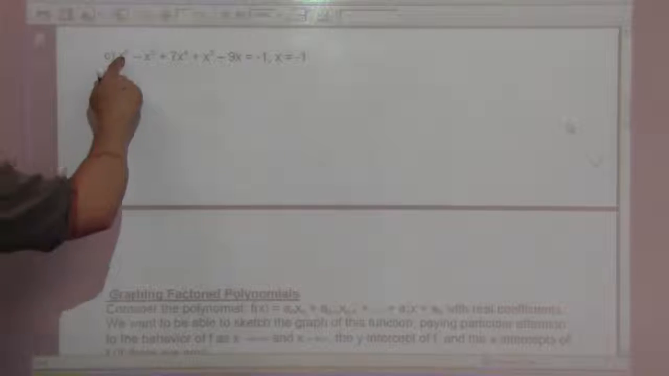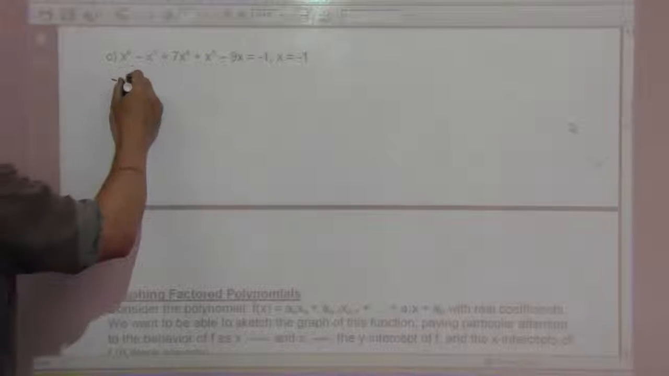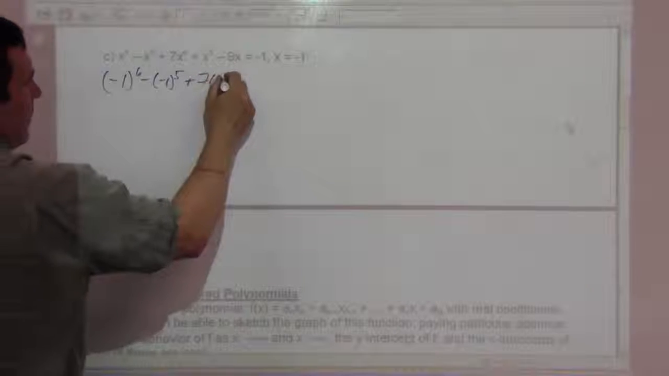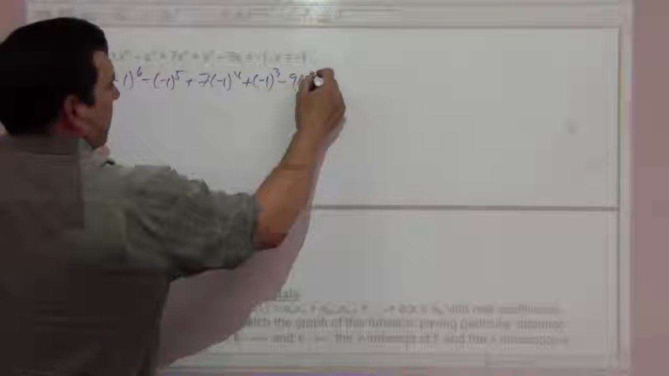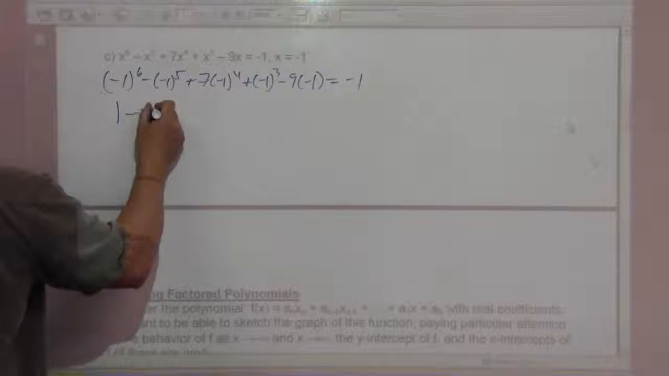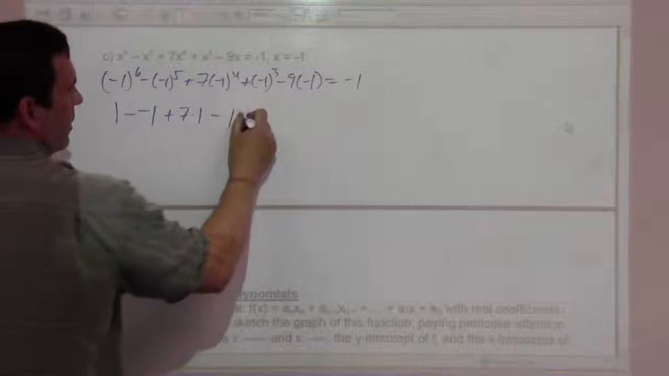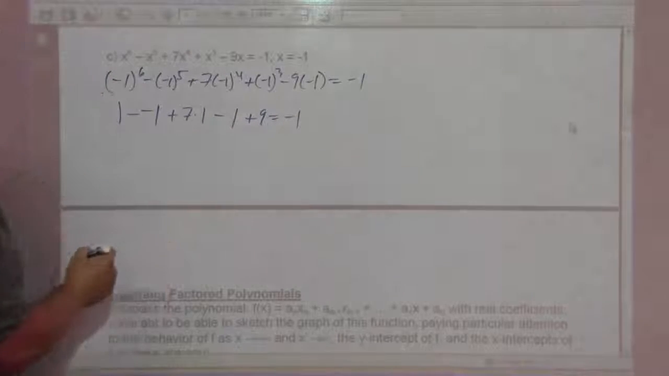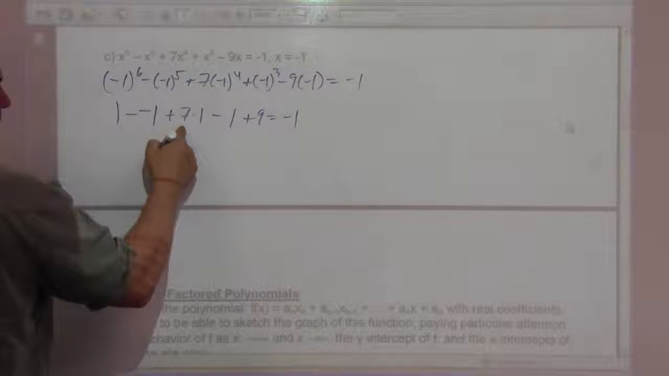Okay, it says here x to the sixth minus x to the fifth plus 7x to the fourth plus x cubed minus 9x equals negative 1. We're going to put negative 1 in here. So negative 1 to the sixth minus negative 1 to the fifth plus 7 times negative 1 to the fourth plus negative 1 cubed minus 9 times negative 1 equals negative 1. So it's 1 minus negative 1 plus 7 times 1 minus 1 plus 9. So 1 minus negative 1, that's 2. 2 plus 7 is 9.